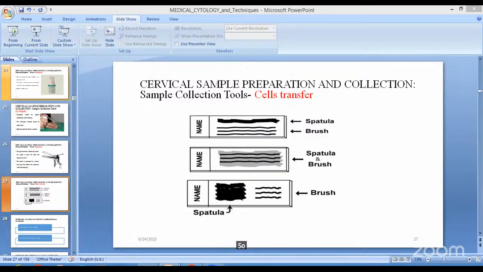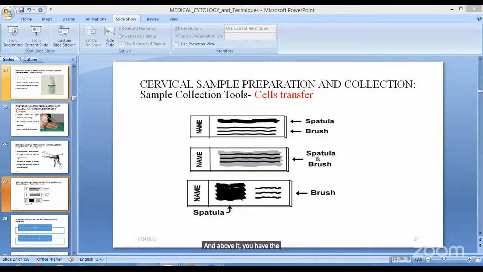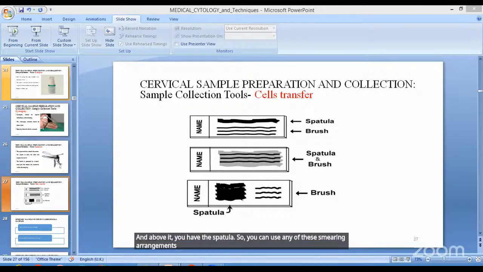So this is how you spread it on the slide. And if you want to spread it one over the other, the spatula goes in one direction, then the brush follows in the other direction. And you'll see the third technique for the brush separately, with the spatula below and above it. So you can use any of these smearing arrangements after you have collected your specimen.